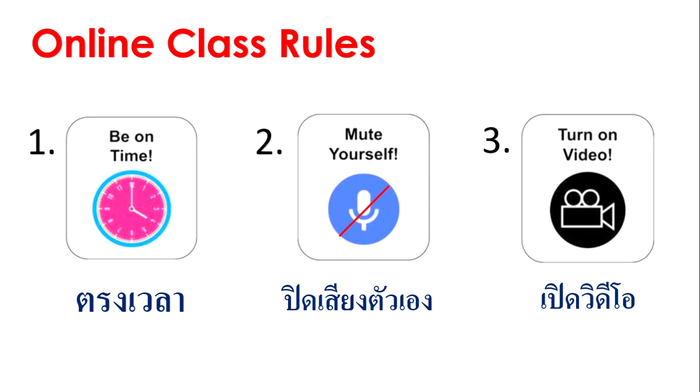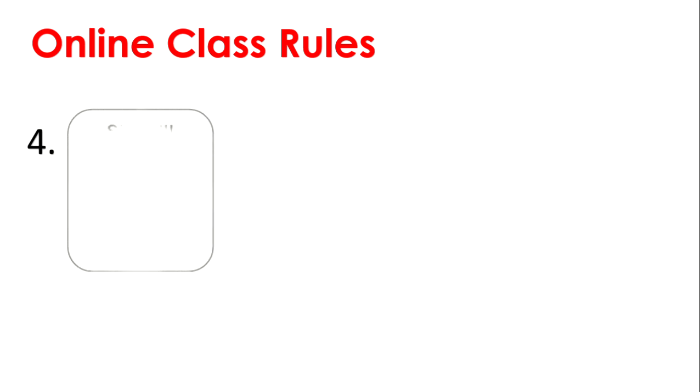Okay, what is rule number 1? Be on time. Number 2, mute yourself or turn off your microphone. Number 3, turn on video. Rule number 4 is sit still. Sit still, it means you don't have to stand up. You don't have to go anywhere else. You just have to sit still or sit properly and listen to your teacher.